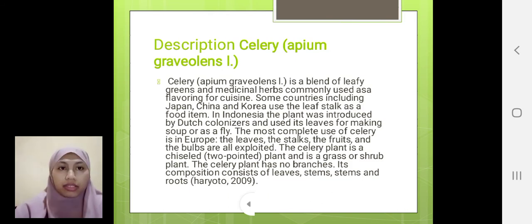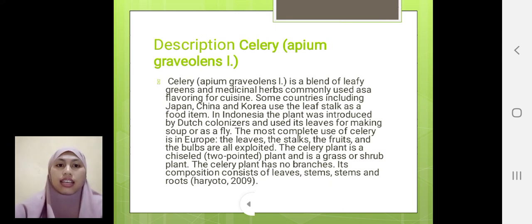Description: Celery, Apium graveolens L. Celery, Apium graveolens L, is a leafy vegetable and medicinal herb commonly used as a flavoring. Some countries, including Japan, China, and Korea, use the leaf stalk as a food item. In Indonesia, the plant was introduced by Dutch colonizers and its leaves were used for making soup. The most complete use of celery is in Europe. The leaves, the stalk, the fruit, and the bulbs are all utilized.